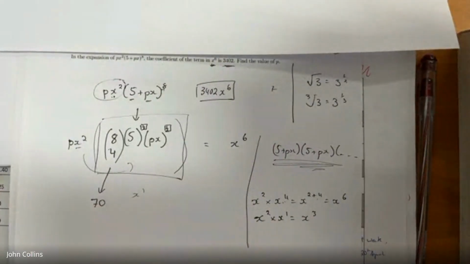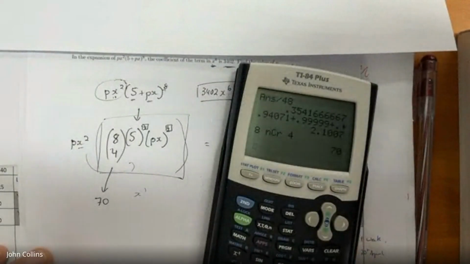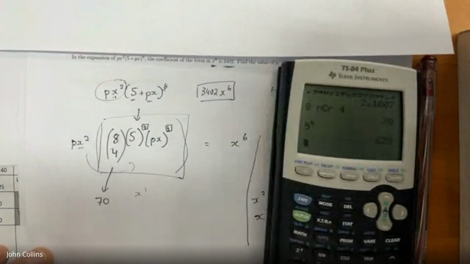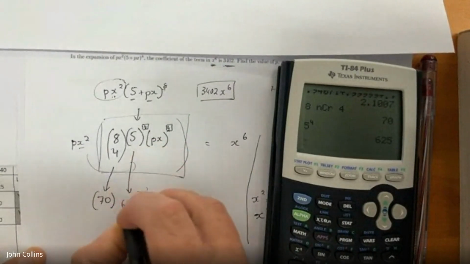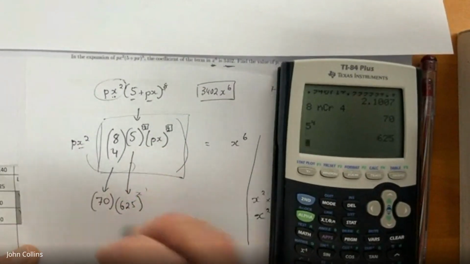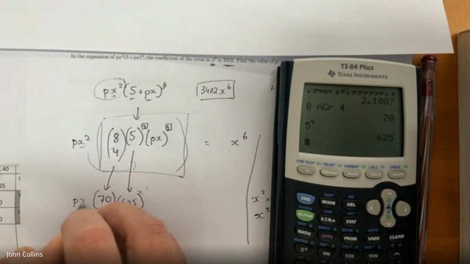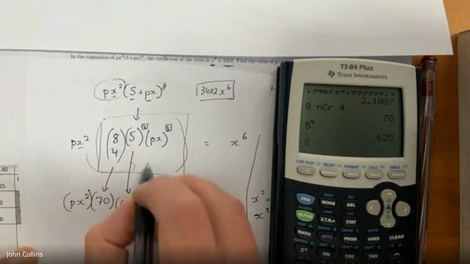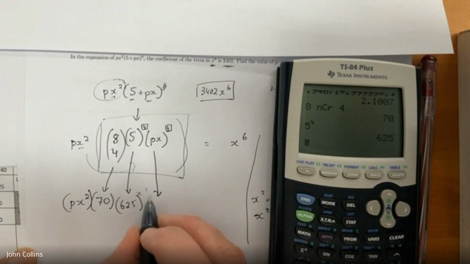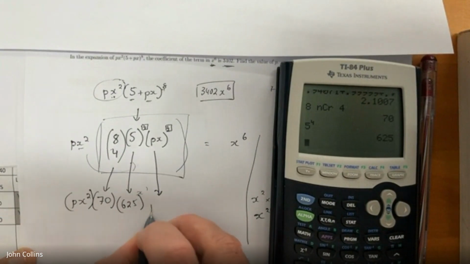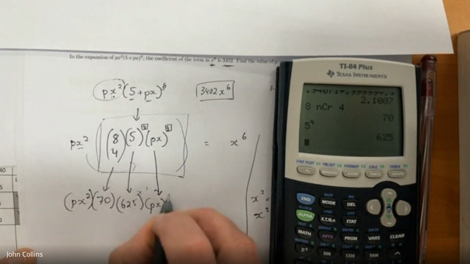70. We're going to need this again because we've got 5 to the power of 4 as well, which is 625. This is going to be px squared. And this is going to be 625 times px to the power of 4.